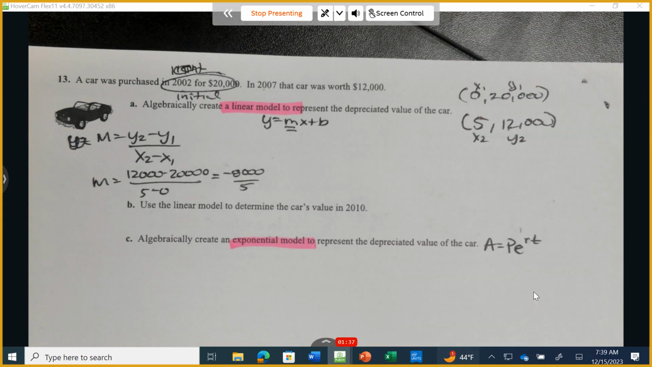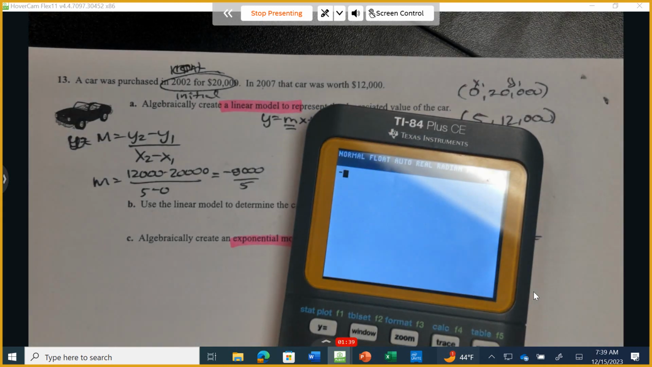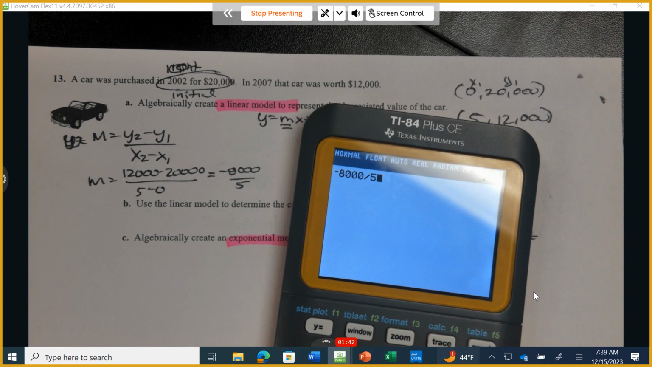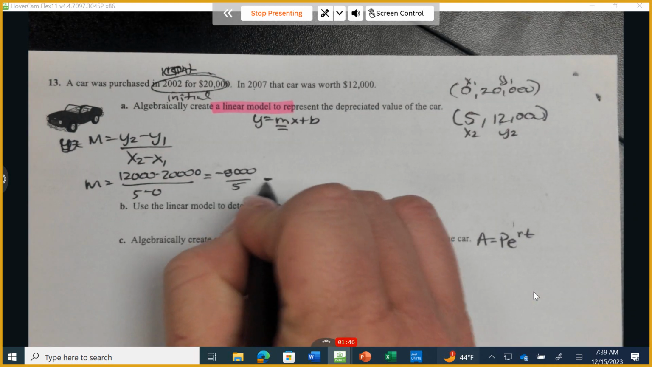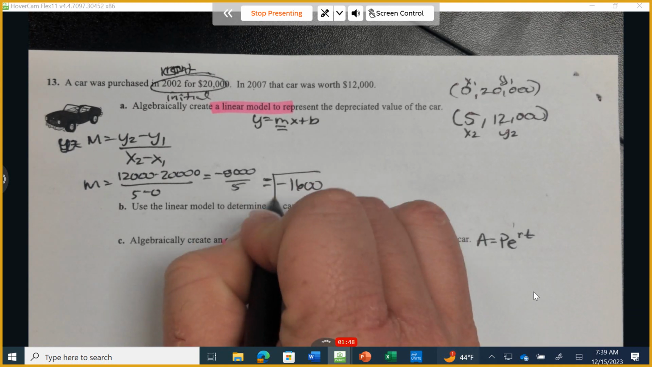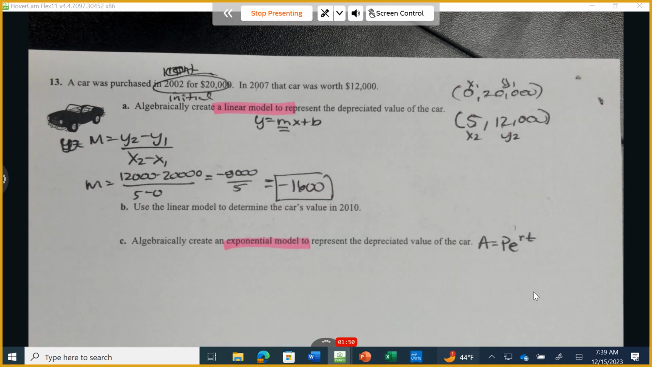Now, I'm going to take a calculator really quickly and see what that equates to. And that divides into being negative 1,600. And we want to think about that. That makes sense because the value of the car over time is decreasing. So this means per year, I can anticipate that the value of the car will go down 1,600.